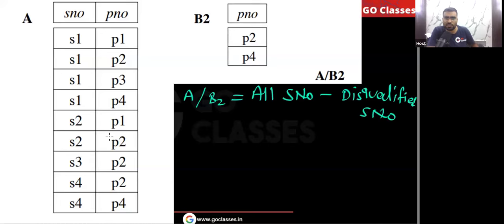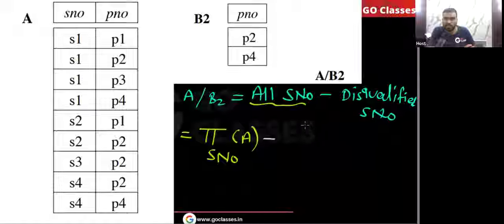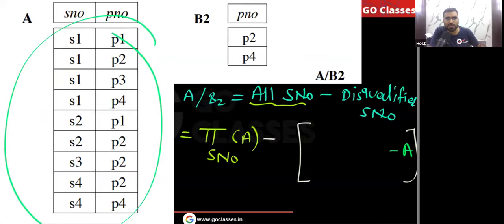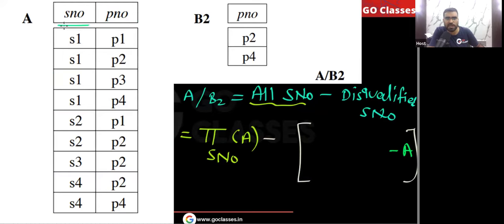And what are all S numbers? Very simple. Just take S numbers from table A. These are all S numbers, minus disqualified S numbers. Disqualified means ideal minus actual. Actual is this. Actual is table A. This is the actual table. It means these are the S numbers which are actually pairing with the P number. This is the actual situation.